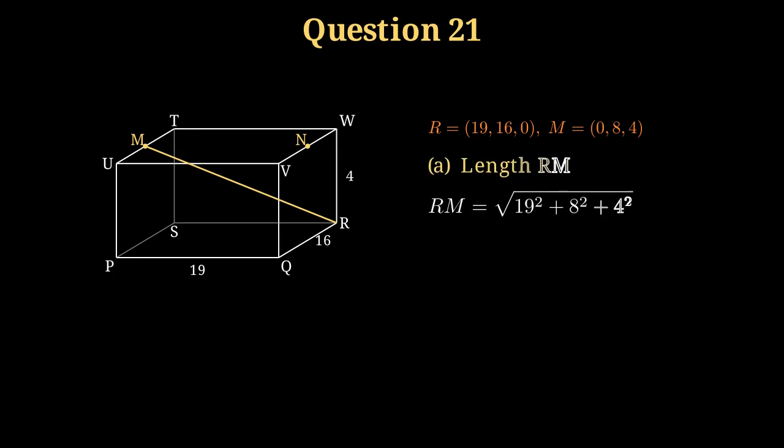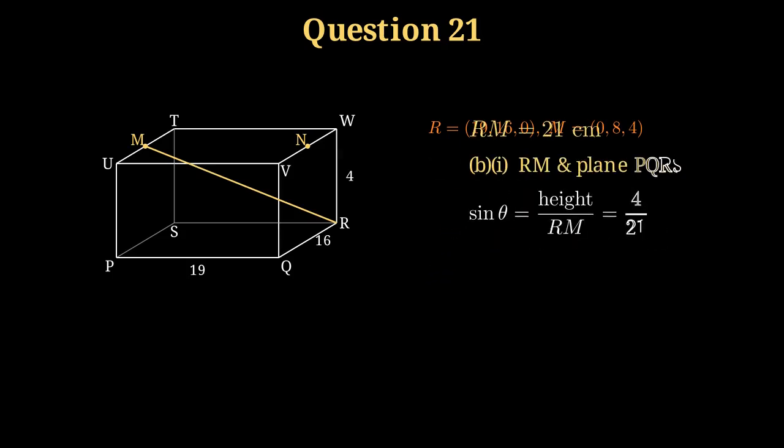For part A, we want the length RM. Use the three-dimensional distance formula. The square root of the differences squared. That gives the square root of 19 squared plus 8 squared plus 4 squared. That is the square root of 361 plus 64 plus 16, which is the square root of 441. And 441 is a perfect square, so RM equals 21 centimeters.